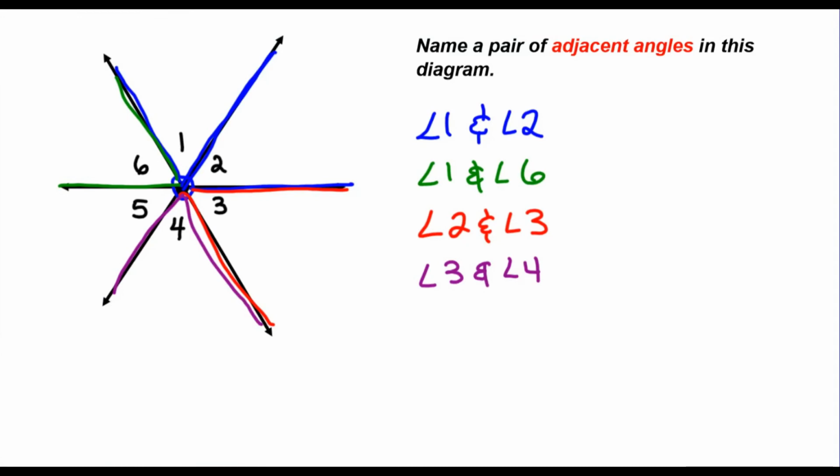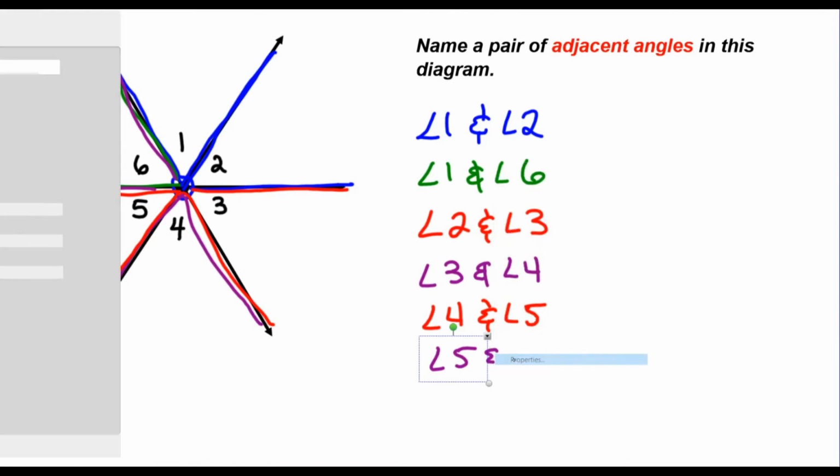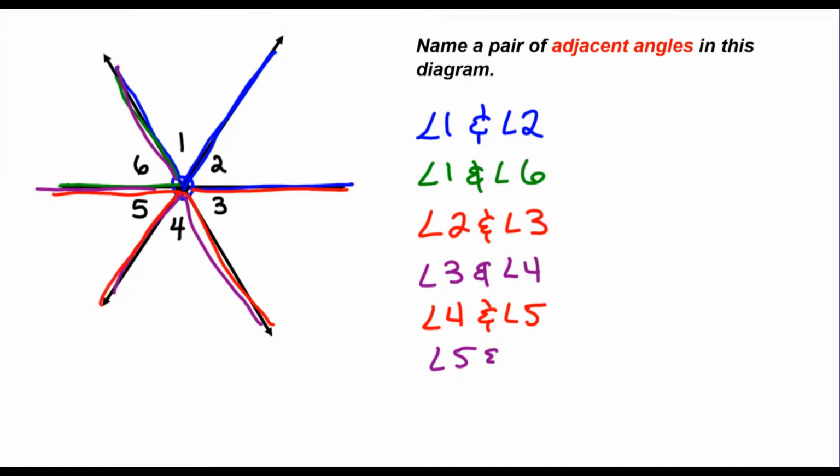They share a side. And angle 4 also shares a side with angle 5. So angle 4 and angle 5 are adjacent. And I think lastly, angle 5 shares a side with angle 6 as well. So angle 5 and angle 6 are adjacent as well. So lots of pairs of adjacent angles. The take-home message here is adjacent angles are neighbors. They share a side and a vertex.